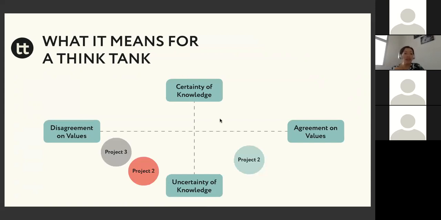So I am not saying that you shouldn't do wicked problems. In fact, a lot of the think tanks, especially outside of Europe and the US, work in very unstructured problems because that is the reality of our policy environment. But I do suggest that when possible, you identify some structured problems where you can have early wins.